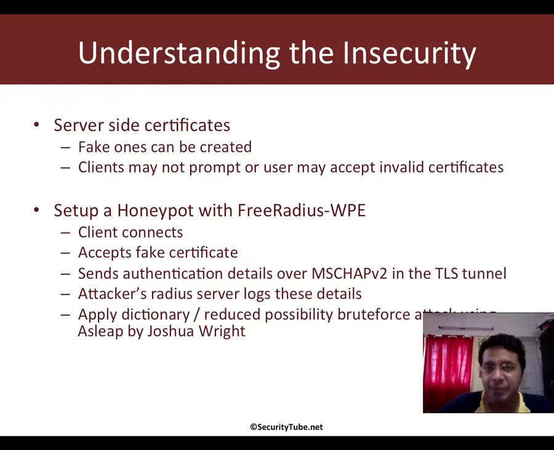Now, if the client accepts that certificate, then a TLS tunnel would be created between the wireless client and the Radius server, through which MSCHAPv2 based credentials would be sent. What the rogue Radius server will do is just cache these credentials in its log file. After that, we will go ahead and use a dictionary attack to break the challenge-response pair of the credentials sent by the client to recover the original password. To do this, we will use a popular tool called asleap, created once again by Josh Wright.